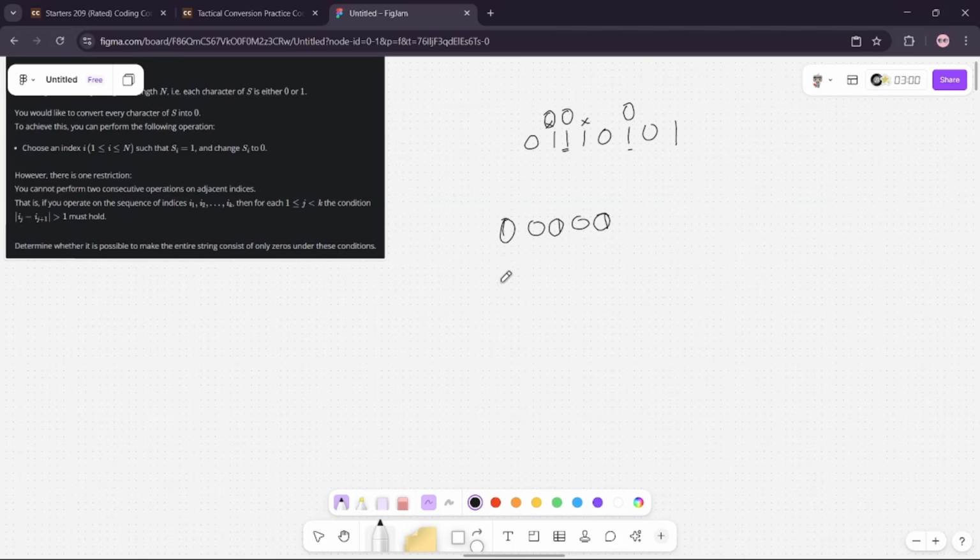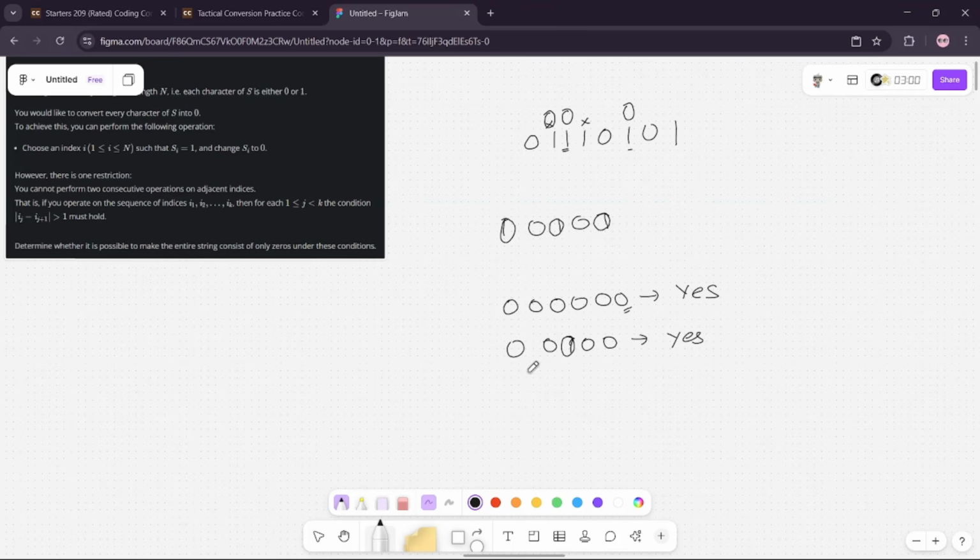So now let's say I have no ones, that means my string only contains zeros. Then the answer is obviously going to be yes, because the requirement is that the string always contains only zeros, and the string already contains all zeros. So the answer is going to be yes. Now let's say I have only a single one inside a given string, let's say 0, 0, 1, 0, 0. There are no adjacent ones inside the string, so I can just simply choose this one and convert it into a zero. So the answer will be yes.